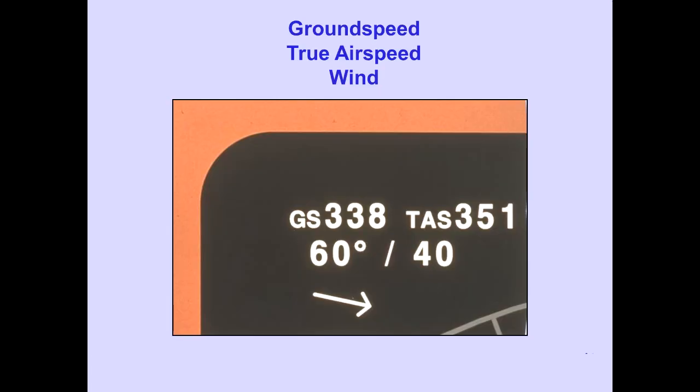Current ground speed is located in the upper left corner of each ND mode. True airspeed is displayed to the right of ground speed when true airspeed is greater than 100 knots. Wind bearing and speed are located just below ground speed. Wind direction, with respect to display orientation and heading reference, is also displayed. If wind speed is less than 5 knots, wind information is not displayed.